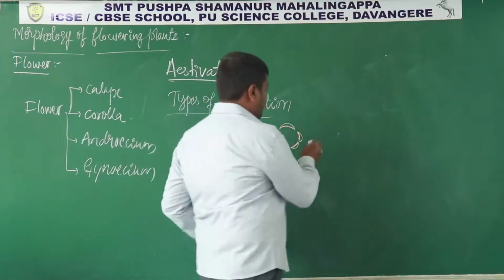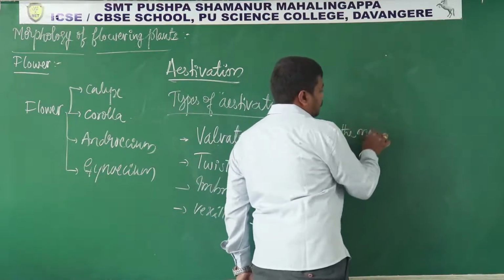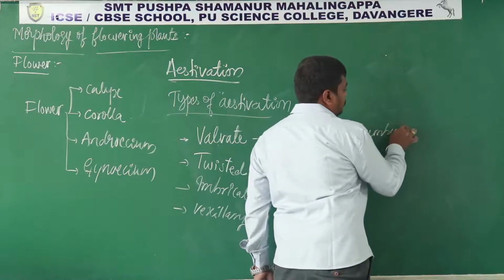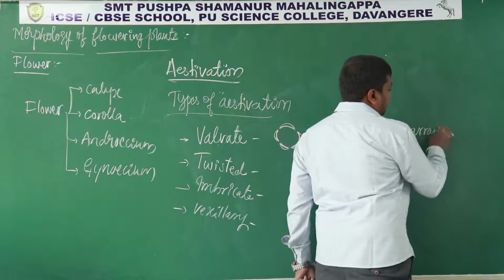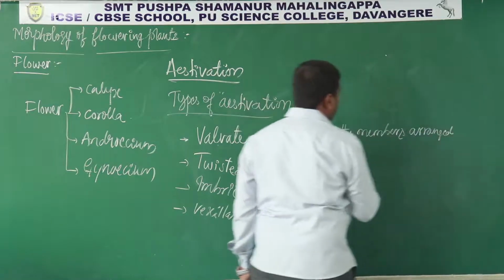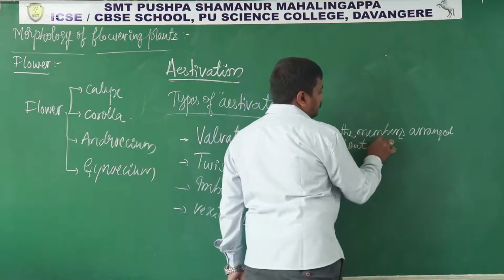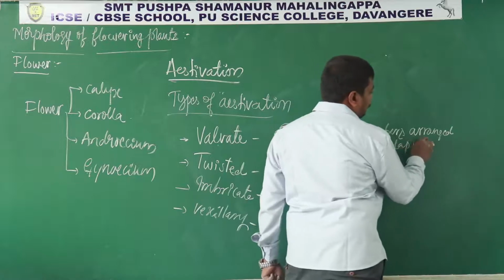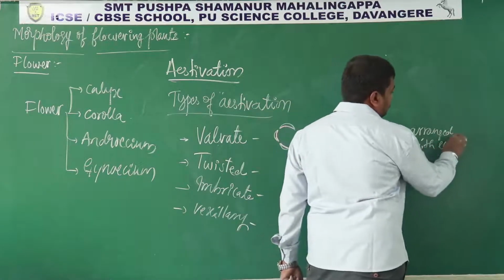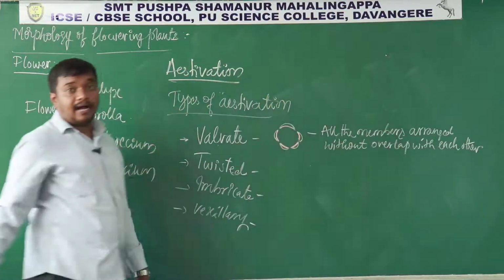So in valvate estivation, all the members are arranged without overlap with each other.